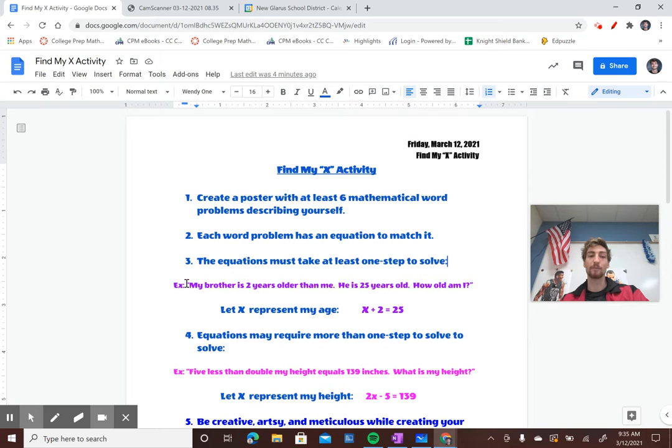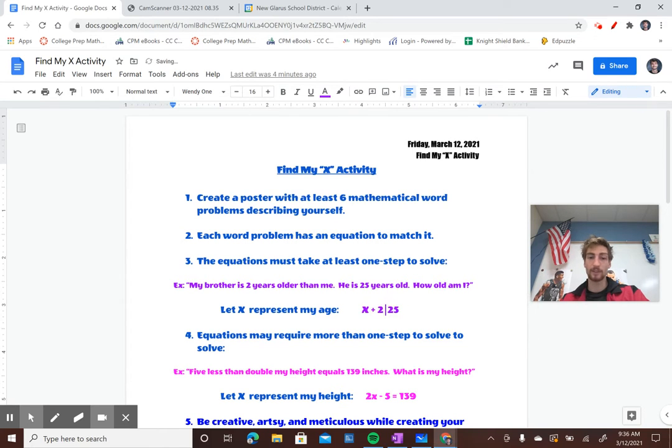So, for example, if my word problem is my brother is 2 years older than me and he is 25 years old, how old am I? So here I have X representing my age. And then since my brother's 2 years older than me, I have X plus 2 equals 25. So notice I have X here with an operation. In this case, it's adding 2. And so that's what you need to have on your paper. It could be adding a number, subtracting a number, multiplying by a number, or dividing by a number, but it must require one step to get X by itself.